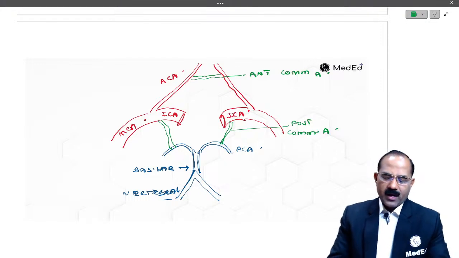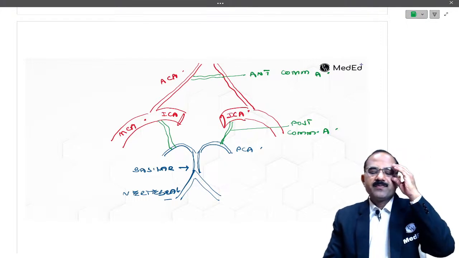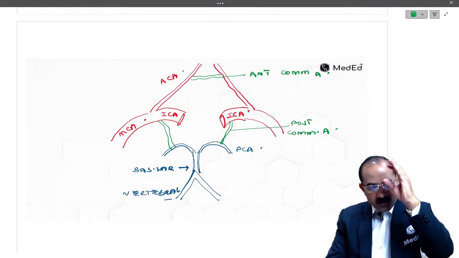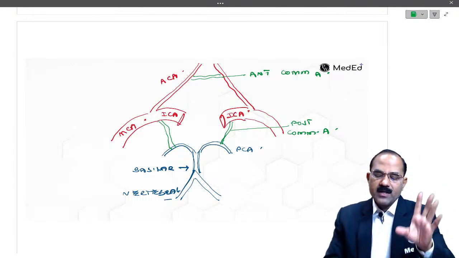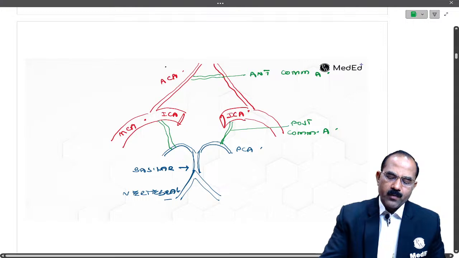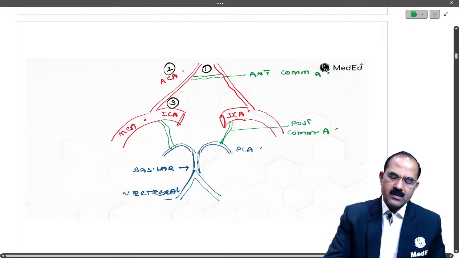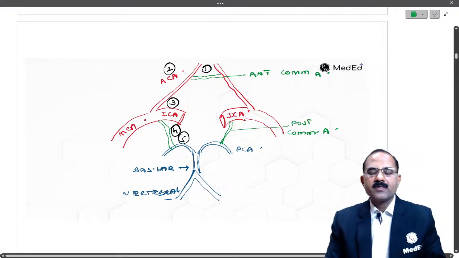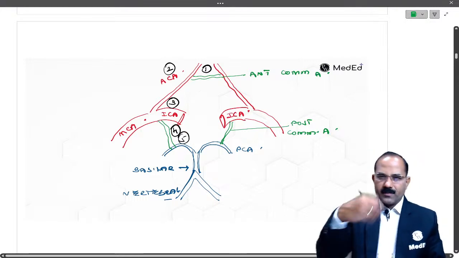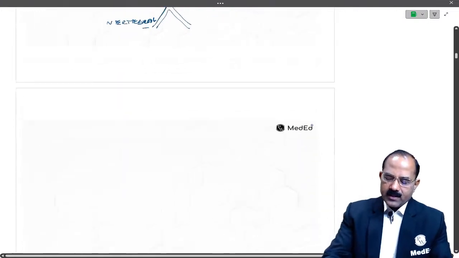Middle cerebral artery. Very good. Yes, the middle cerebral artery does not participate in the formation of circle of Willis. So circle of Willis is formed by, number one, the anterior communicating, second anterior cerebral, third internal carotid, fourth posterior communicating, and fifth posterior cerebral artery. Both the sides. Fine, that's about the circle of Willis.